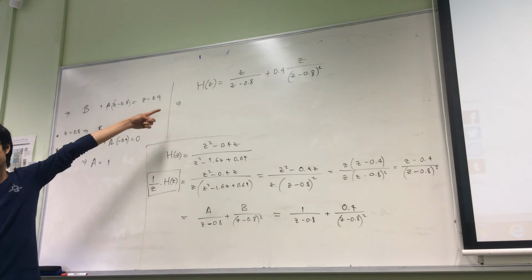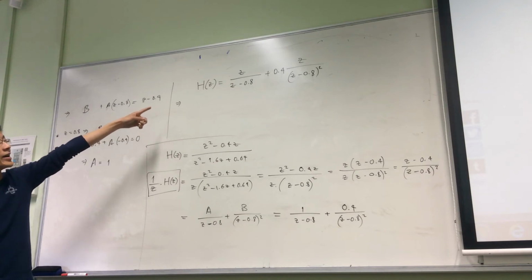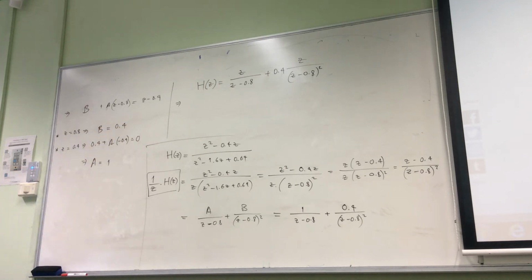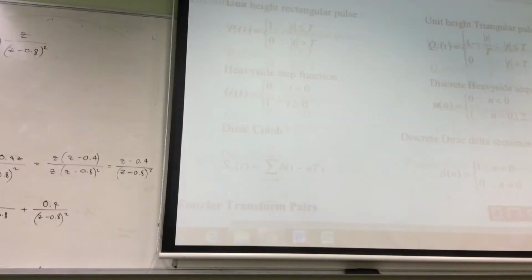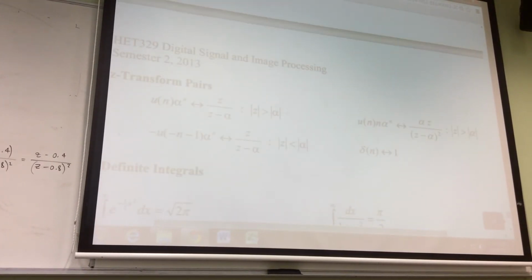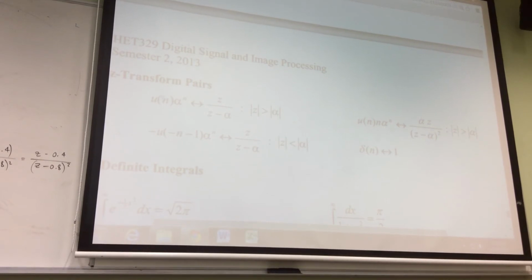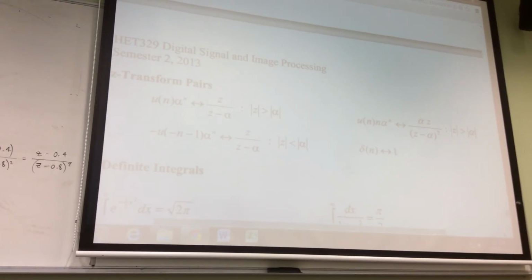Can we take the inverse Z transform now from the formula sheet? Yes, because that one will be in standard format in the formula sheet. I think start with U. You can see here, this one is the first one: u[n] alpha to the power n is Z over Z minus alpha. So the alpha here is the constant 0.8. So you get h[n] equal to u[n] 0.8 to the power of n.